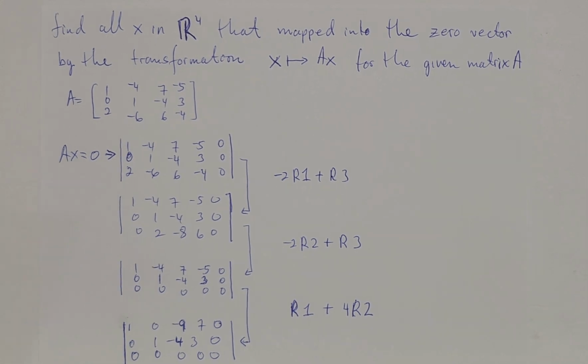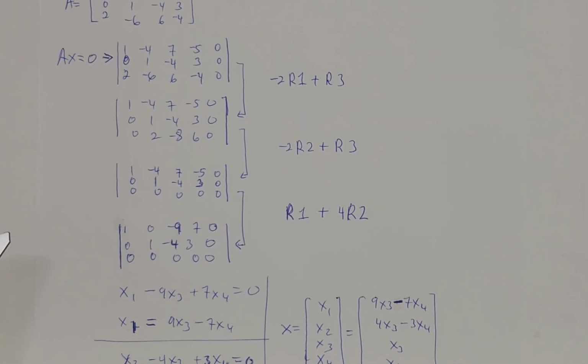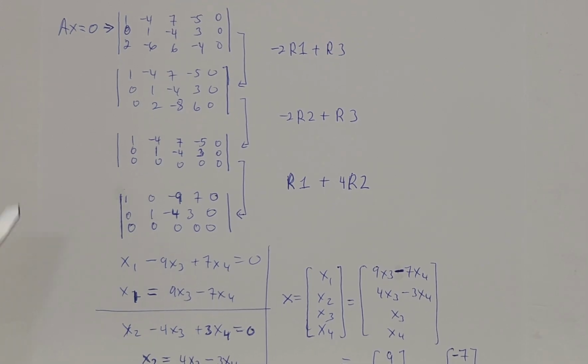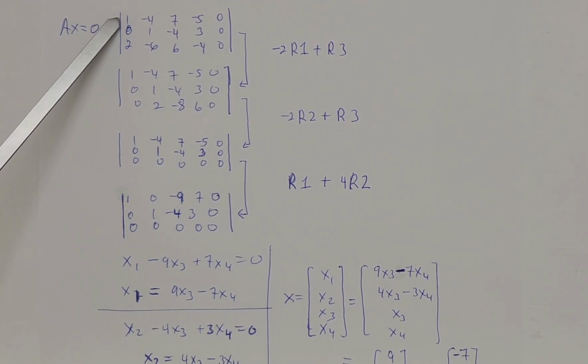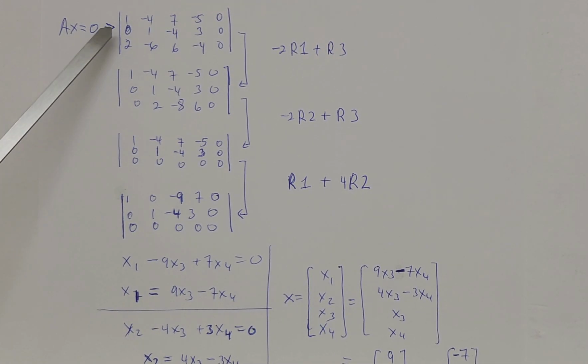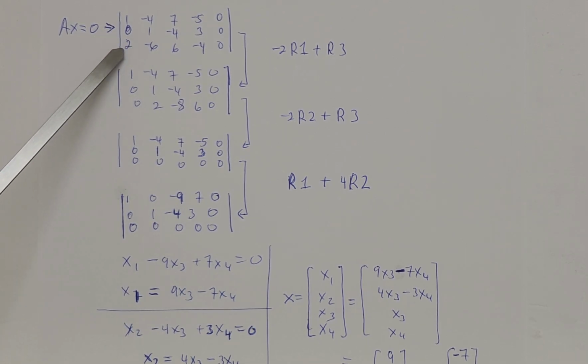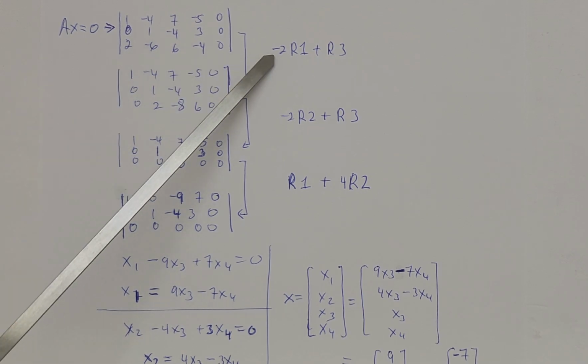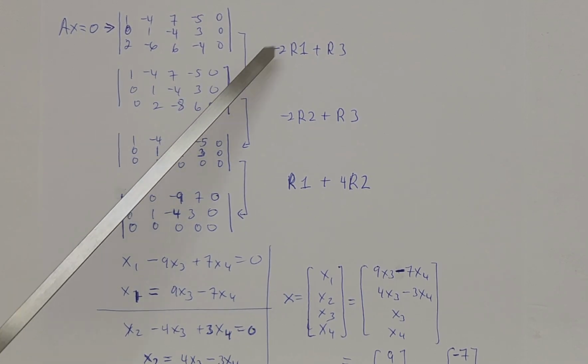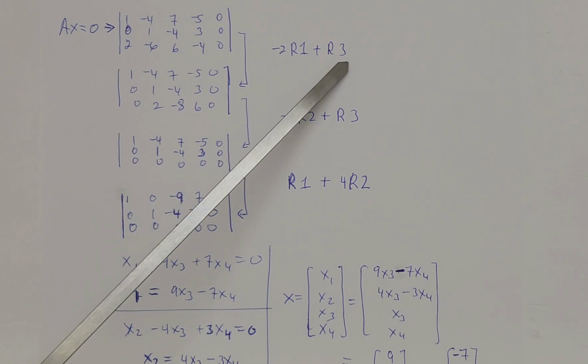Let's move this up a little bit more. As you can see, this is a 1 already, so we'll leave that alone. This is a 0, so we leave that alone. We just need to change this 2 into a 0. So the opposite of 2 will be negative 2. So negative 2 times R1 plus R3.